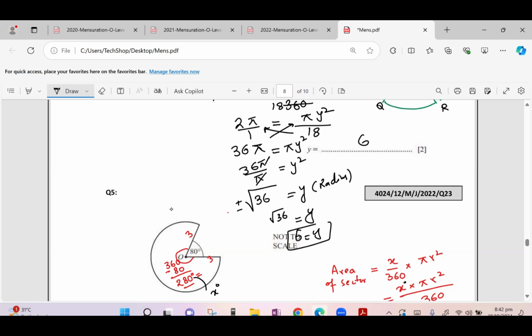Is it clear or not clear? Clear. So I hope you got the idea. All the questions I have discussed with you for this worksheet, practice.